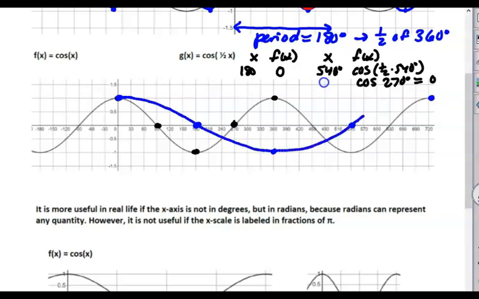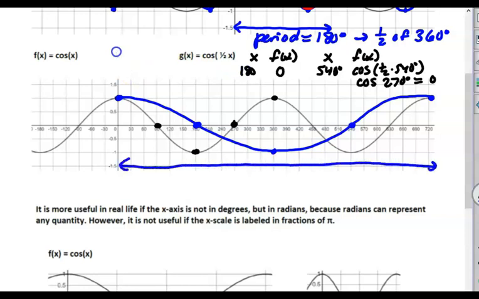So what happens now is my cycle has stretched like this. All of my angles have to be 2 times bigger because I'm multiplying them by 1/2 in order to get the same trig values that I had originally. So now the period equals 720. So this is 2 times wider than before.